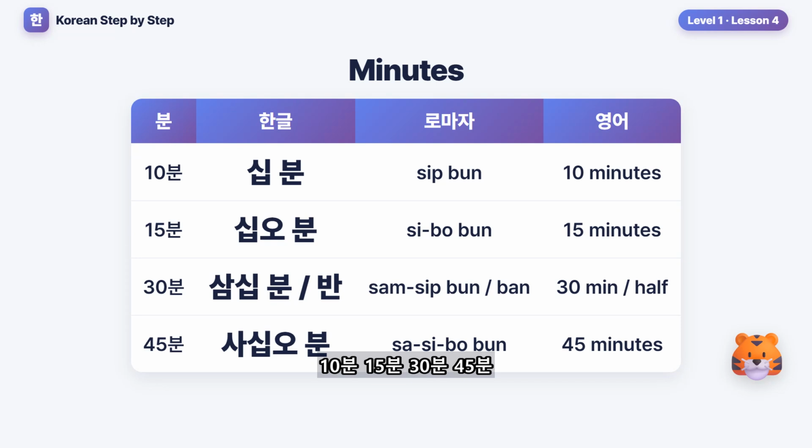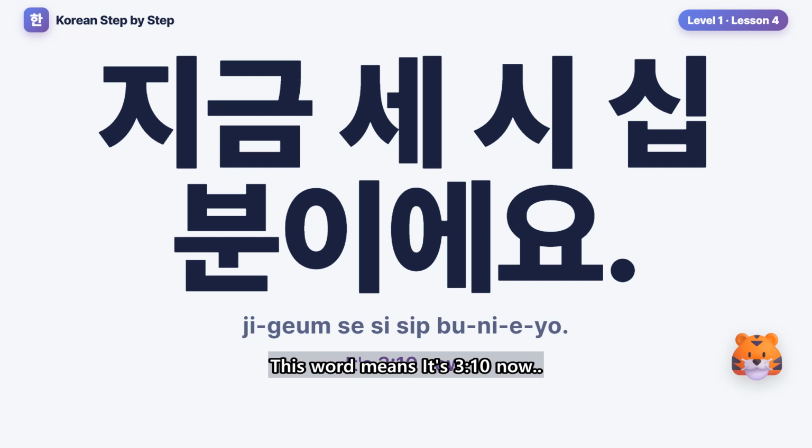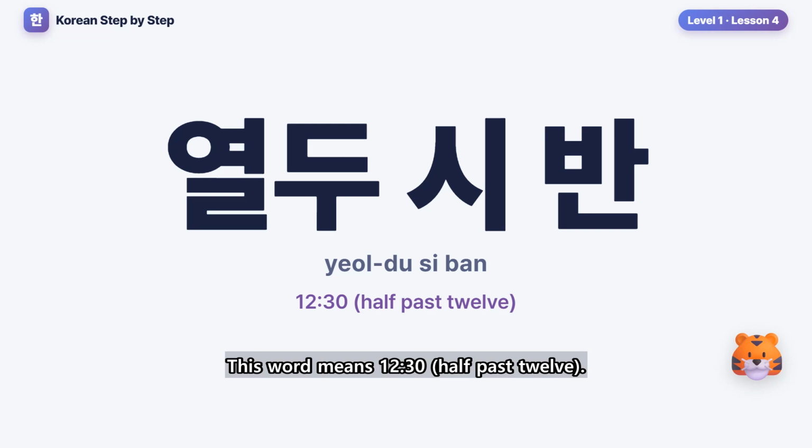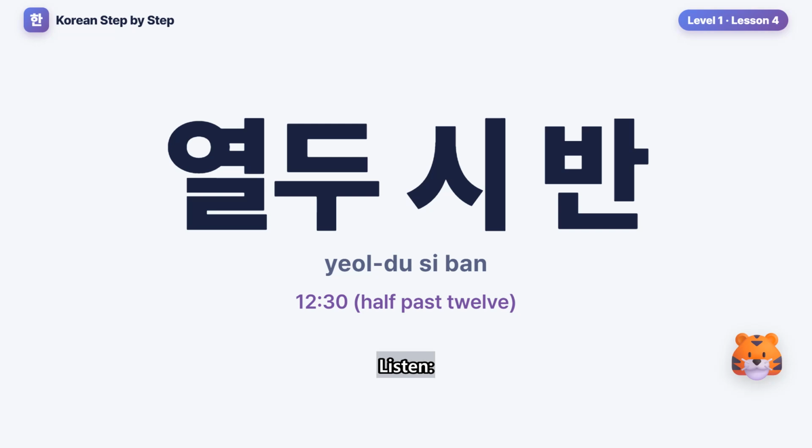10분, 15분, 30분, 45분. This phrase means it's 3:10 now. Listen. 지금 3시 10분이에요. This phrase means 7:30. Listen. 7시 30분. This word means 12:30. Listen. 12시 반.